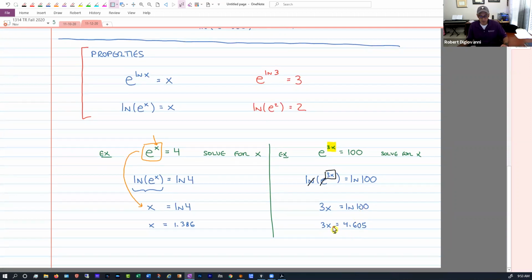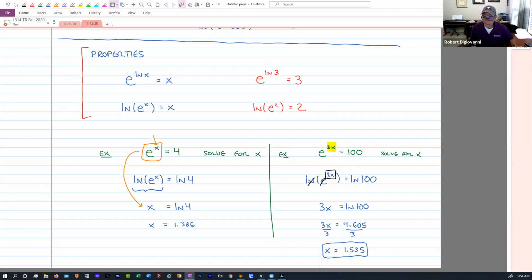No, because this is what 3x is. This is like a linear equation now. Just solve for x by dividing both sides by 3. And you get x equals, let me see, divide that by 3. 1.535. There you go. So if I replace that x with 1.535, then if I raise e to that power, whatever that all is, I should get something close to 100.